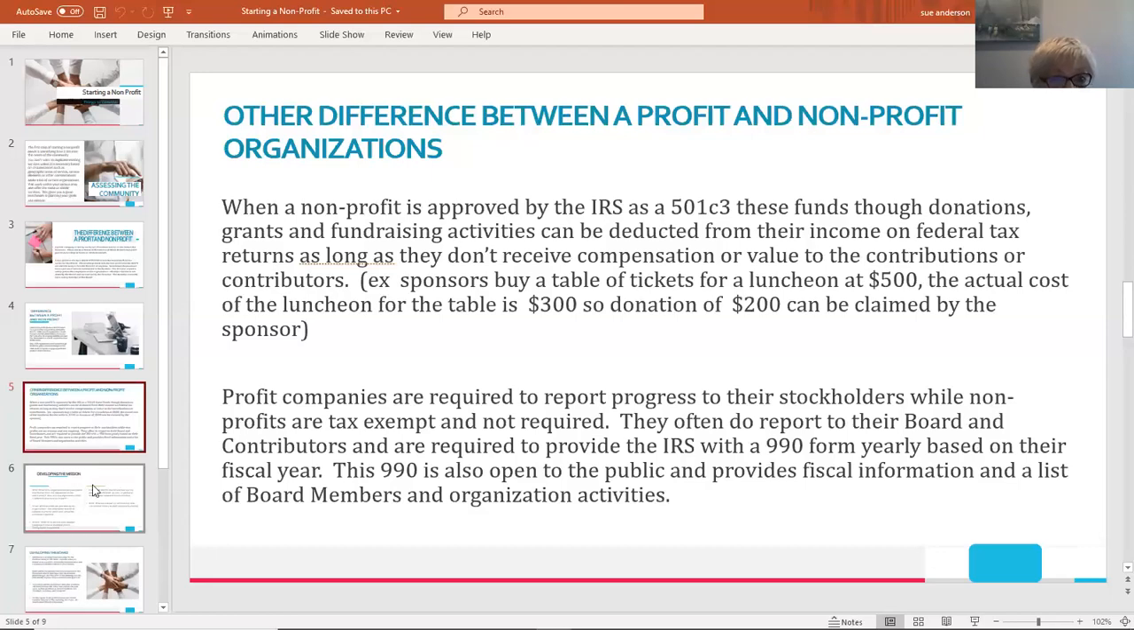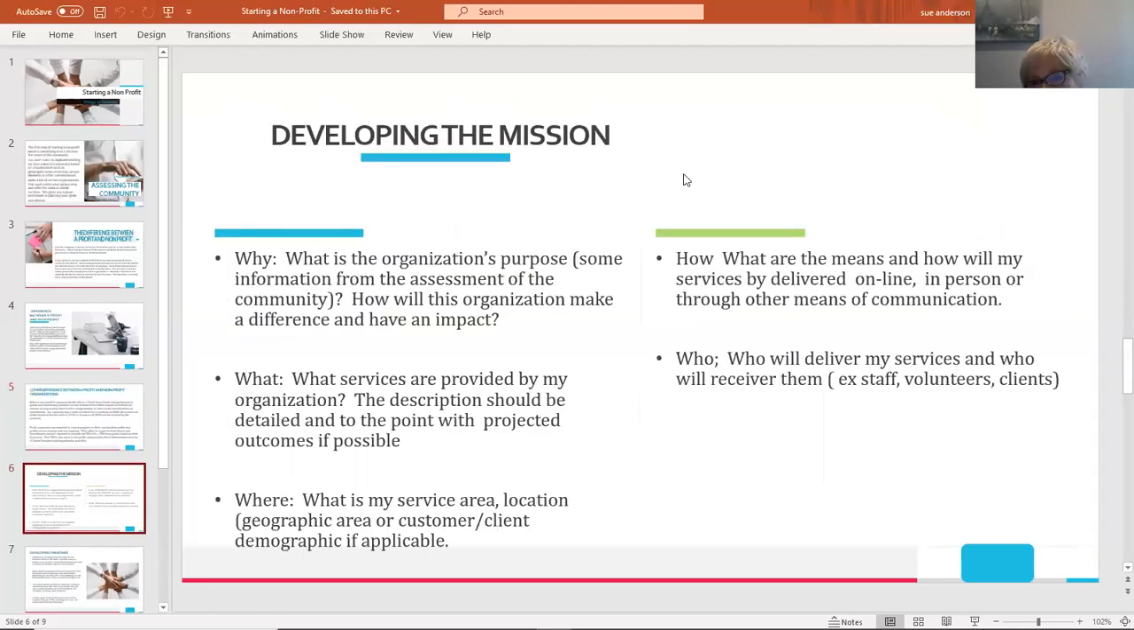publicly. I want to talk a little bit about developing a mission, which is one of the primary things you have to consider when you start. Why? What's the organization's purpose? What impact are you going to make with your organization in the community? And what is the primary purpose of why you're starting this organization?